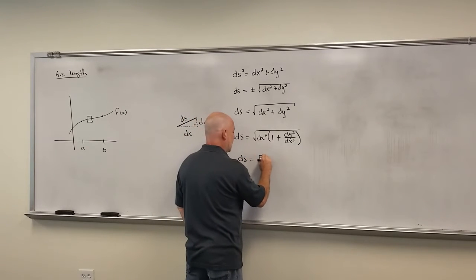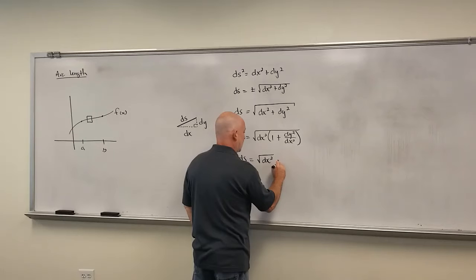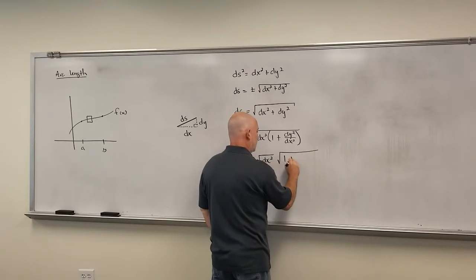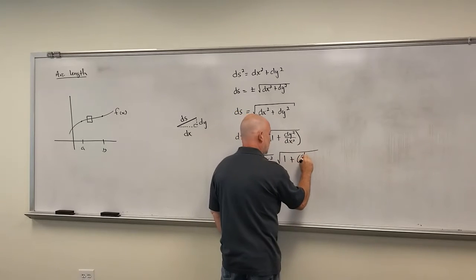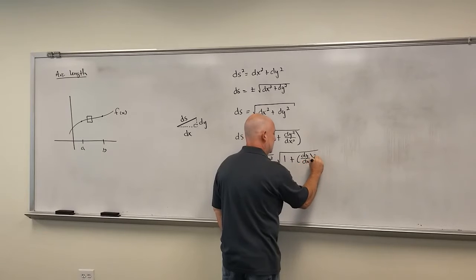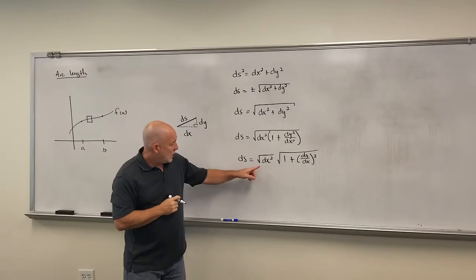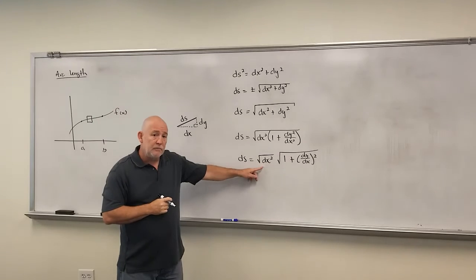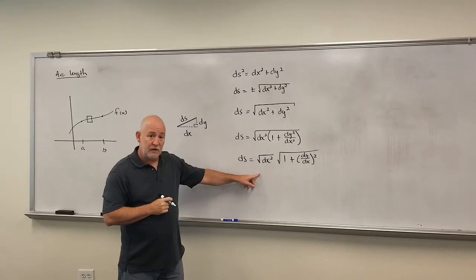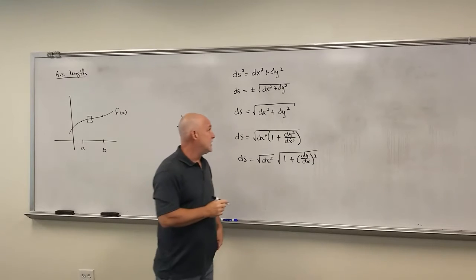So that'll be the square root of dx squared times the square root of 1 plus, now since both of those are squared, I'm going to go ahead and write that as (dy/dx) squared. All right, we're getting close. The square root of dx squared. Now, most of us would make a mistake and say the answer to that is just dx.